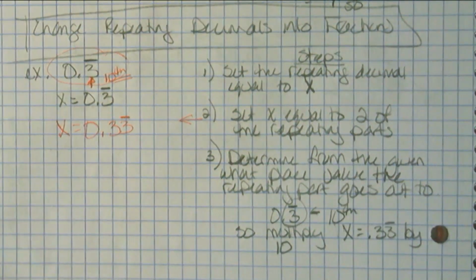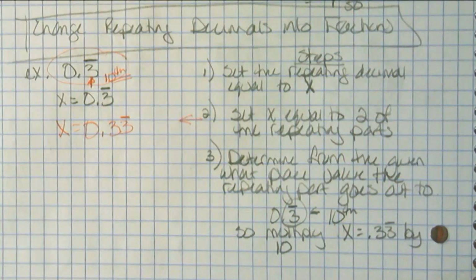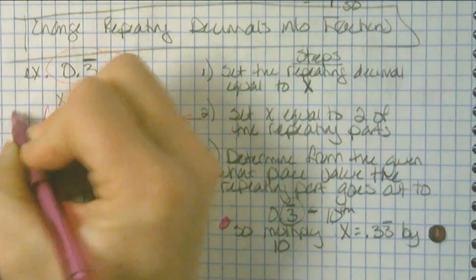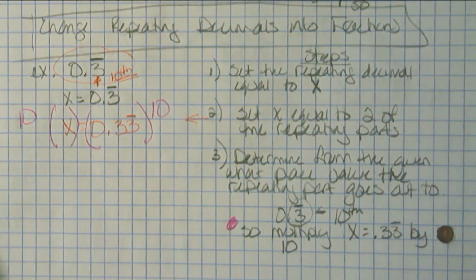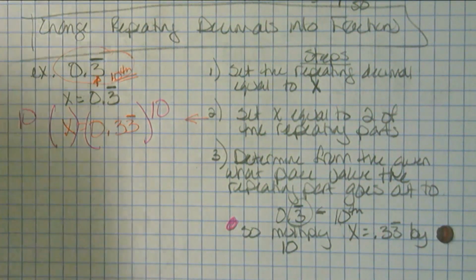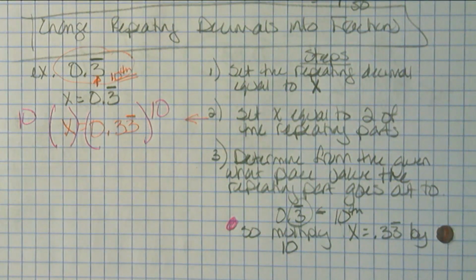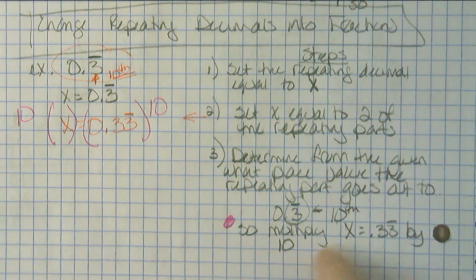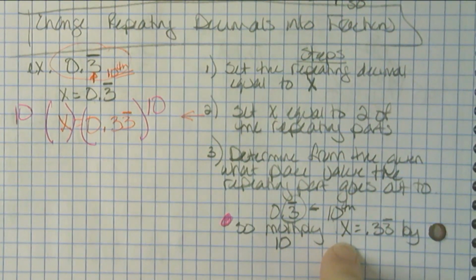All right, so I'm going to do this in a different color so you can see this. I'm going to put a little pink thing here so you can see what I'm doing. I'm going to multiply the x by 10 and the 0.33 repeating by 10. By setting x equal to our repeating part, I have now created an equation: x equals 0.33 repeating. My goal in this step is to get one repeating part in front of the decimal.